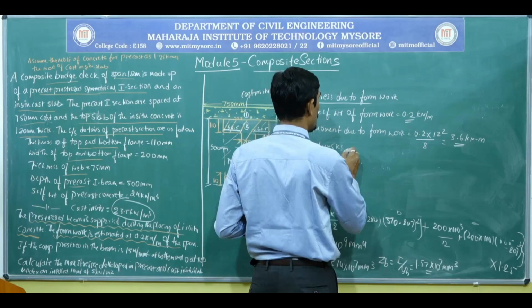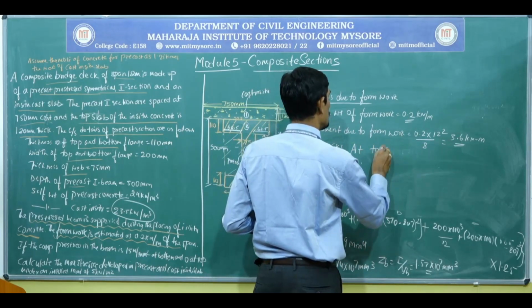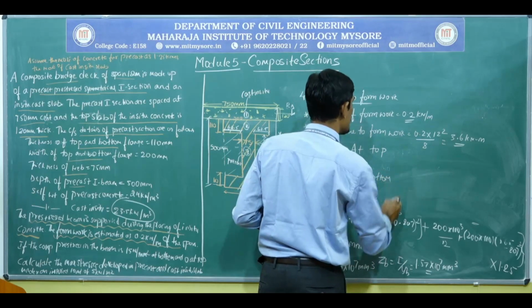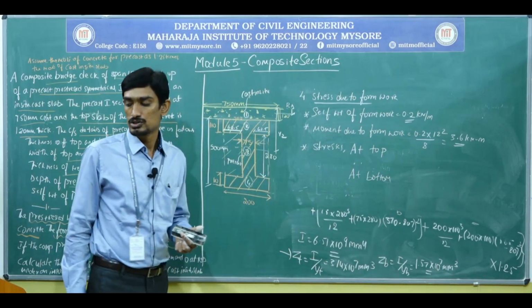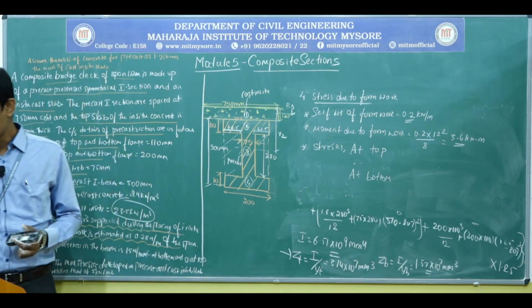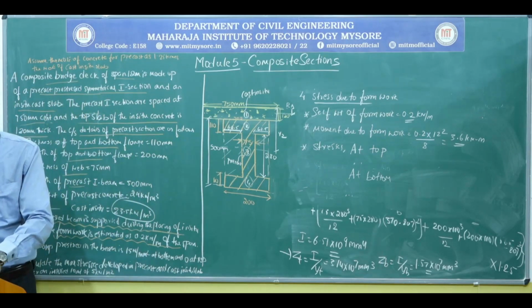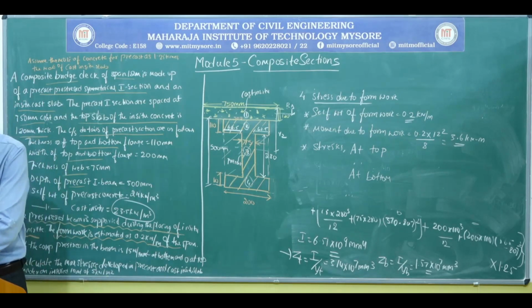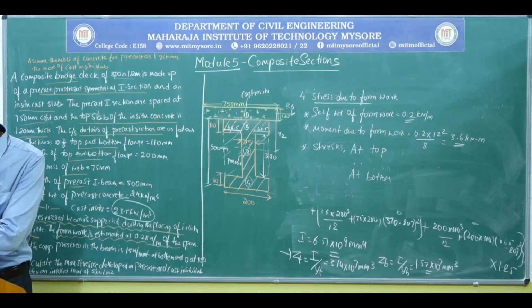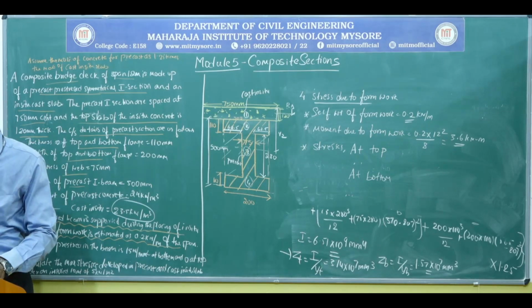Okay, so the same way at top and at bottom. So now it is very important: which Z do I need to consider? Since I am going to support the precast, the precast dimensions we have got, we need to substitute those.